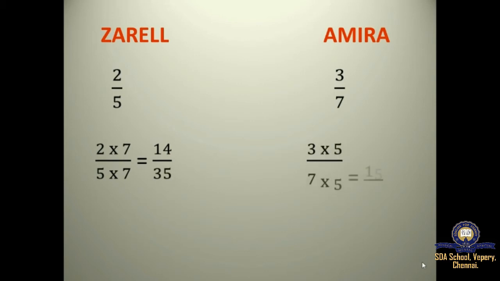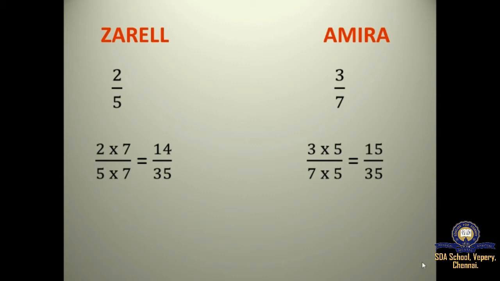So what times 5 is equal to 35? That is 7, right? So you will be multiplying 7 in the numerator and denominator. Okay, so when you multiply 7 in the numerator and denominator of 2 over 5, you will be getting 14 over 35. Okay, that is 2 multiplied by 7 is 14 and 5 multiplied by 7 is 35. Now we'll move to Amera.